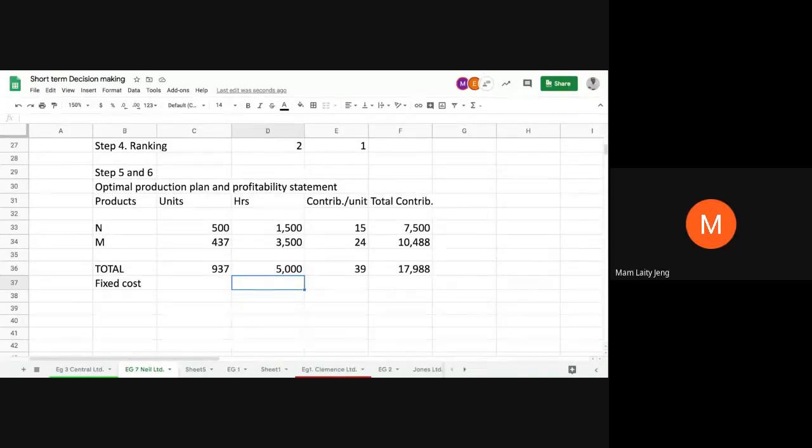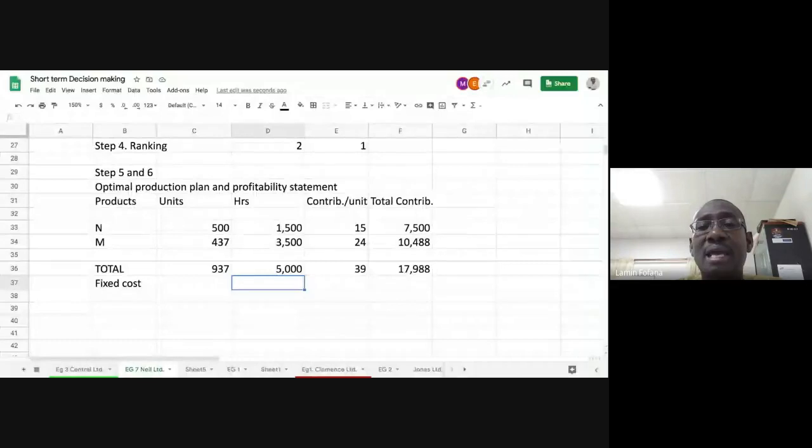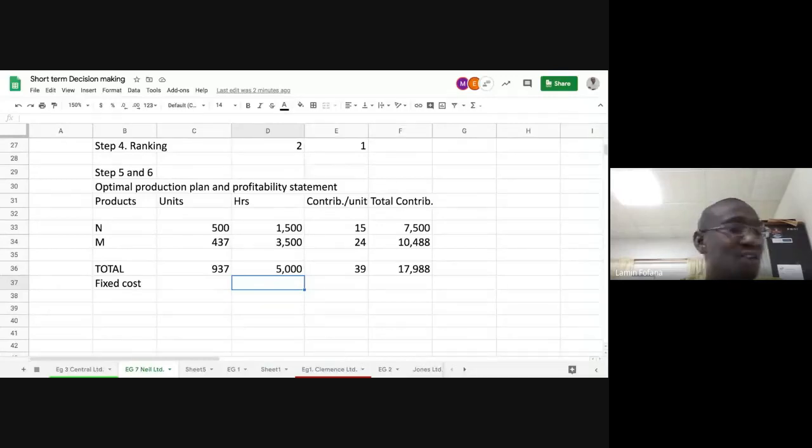No, I think the budgeted number of units was already given in the question. So we have 600 and 500. No, but we have 437 units for M. So why can't we multiply by 437? Don't forget what you learned. Who said we should multiply by 437?